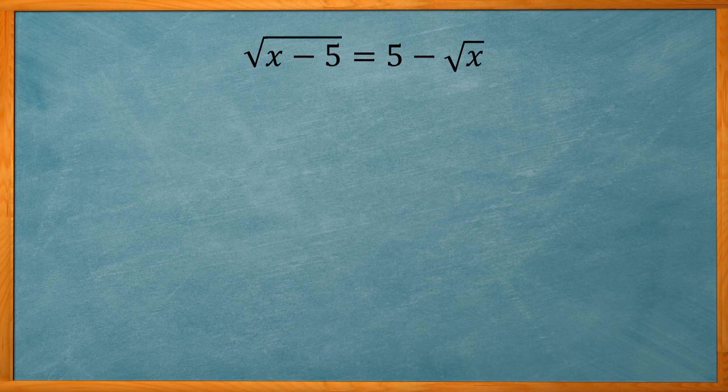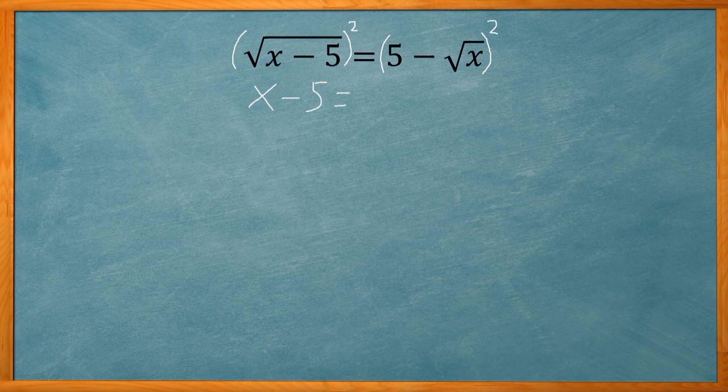Now the key with solving an equation that has square roots in it, you need to get rid of the square roots. And you get rid of the square roots by squaring it. So I'll take this first one here. I want to square it. And what I do to one side of the equation, I have to do to the other side. So I'm going to square it too. If I square something that's underneath a radical here, I just get rid of the radical, leaving you with just the x minus 5.